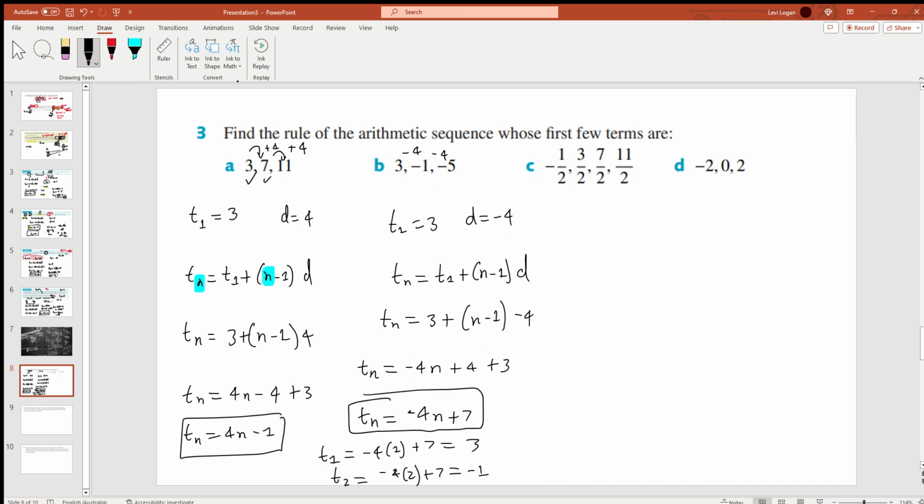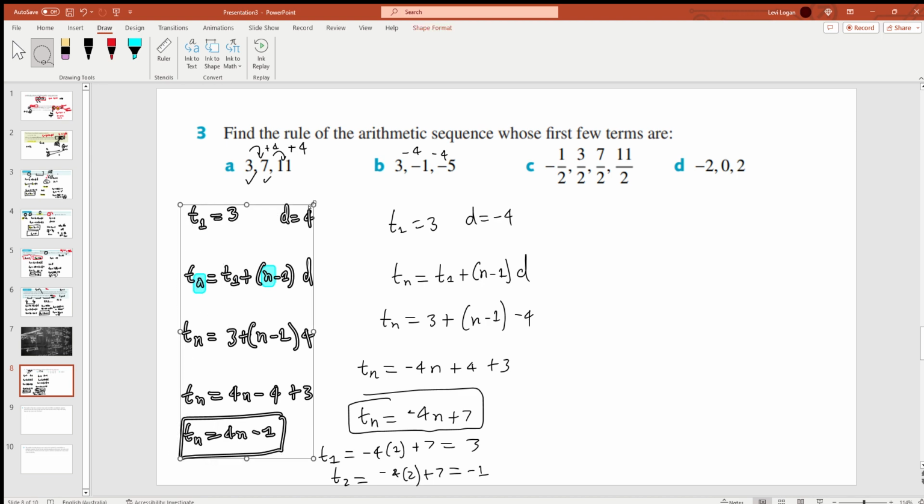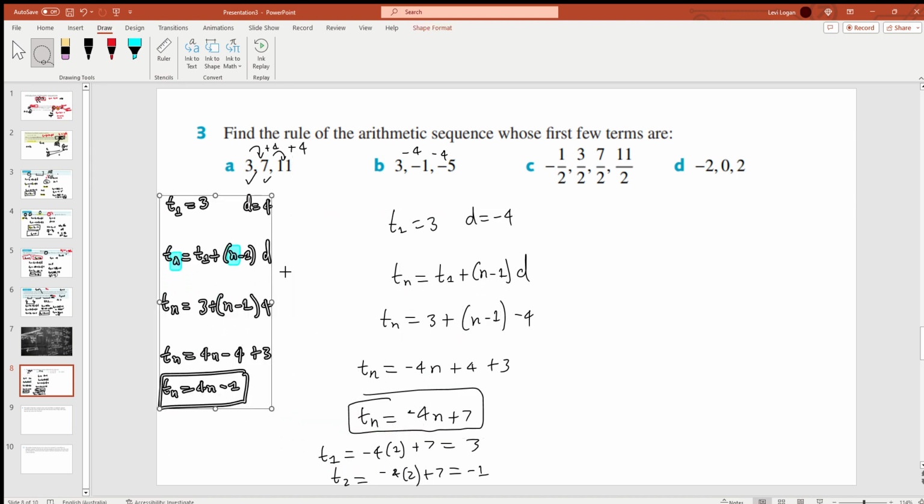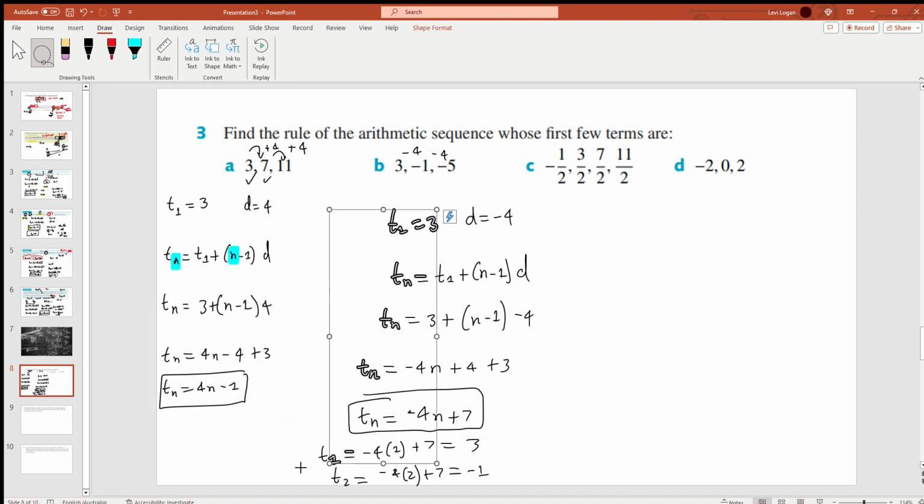Let's do the same thing with C. I'm going to move this stuff over to the side because I don't know if I'm going to have enough room on this PowerPoint. Okay, so I'll move that there, and I'll move that stuff as well.